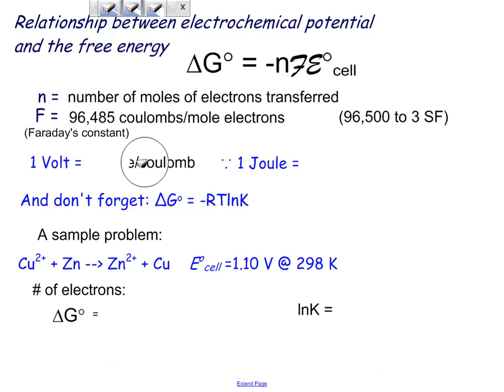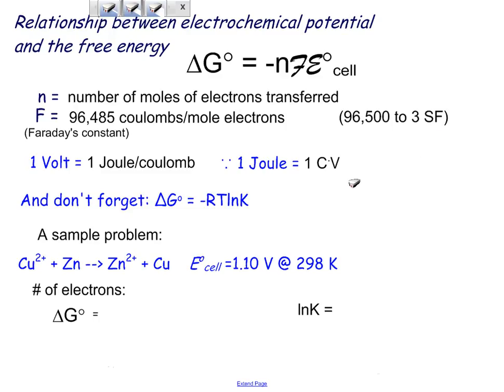So let's take a look at the units. A volt is defined as a joule, a measure of energy, per coulomb, a unit of charge. So if we rearrange that a tiny bit, a joule is a coulomb times a volt. A joule is coulombs times volts, so F is coulombs per mole. I'm going to mostly use the 3 significant figure version of Faraday's constant. That's what shows up on the AP test.